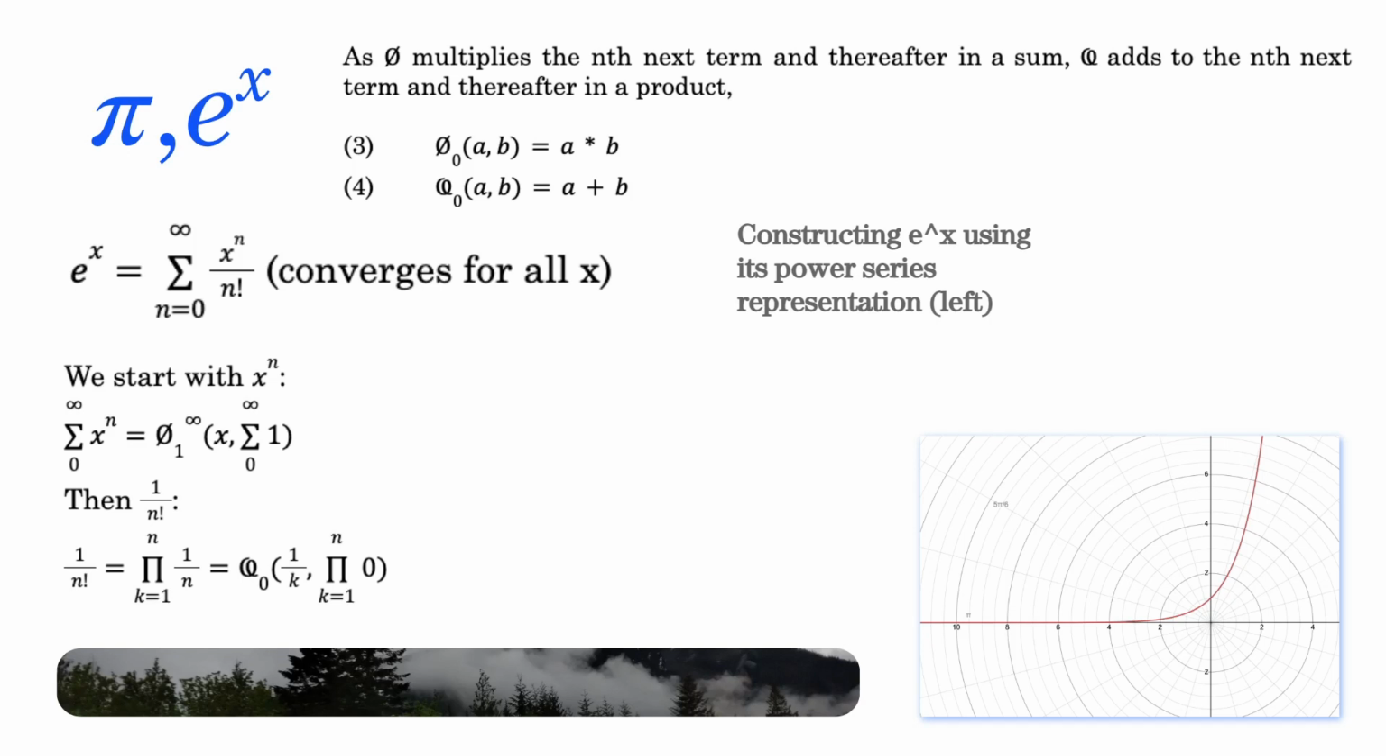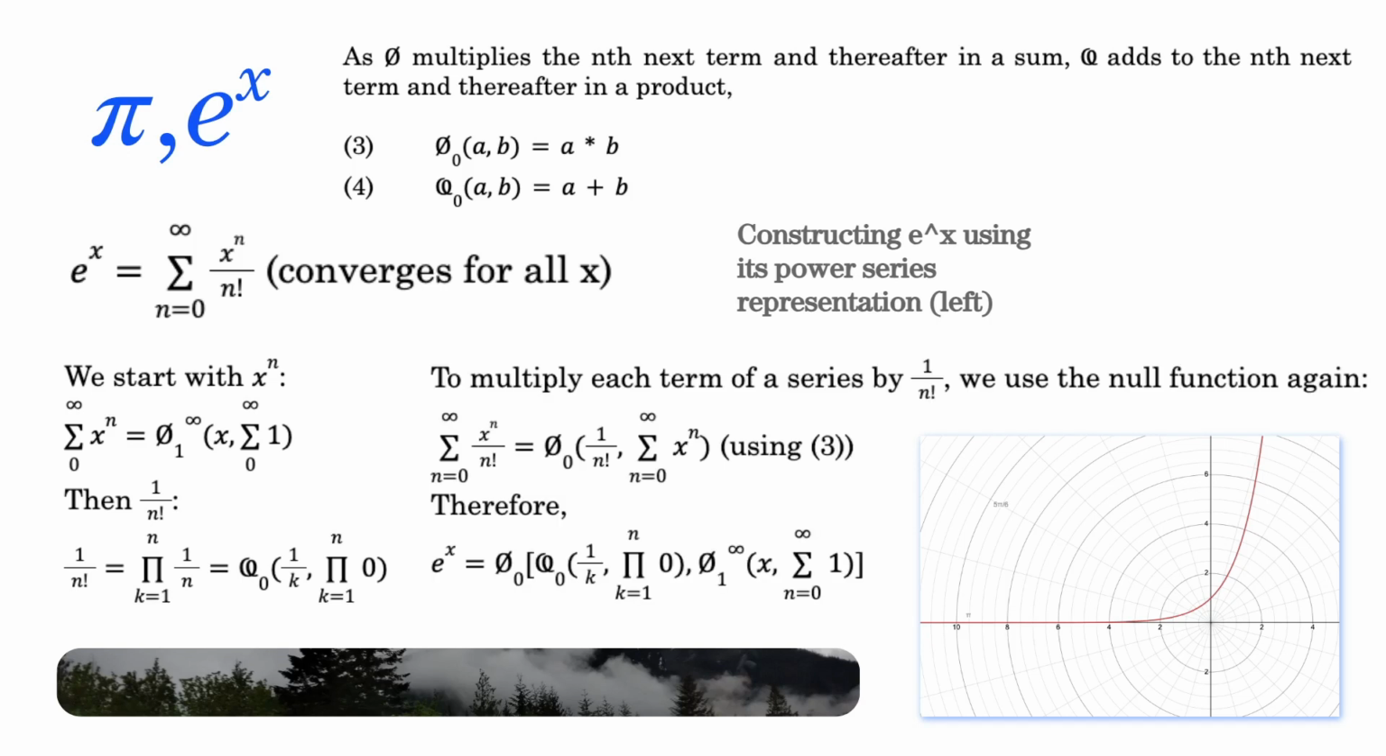To multiply the 2 parts together, we simply combine them via a null sub-zero. Therefore, we have e to the x in what I think is very beautiful, a representation using the null function, the void function, a sigma notation, and a pi notation. And to this point, I start wondering, what can it not describe?